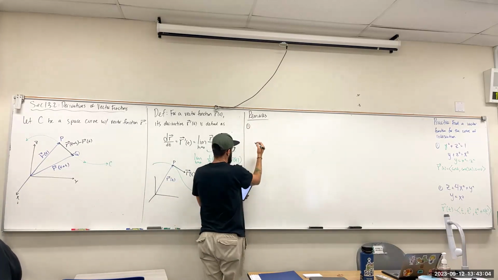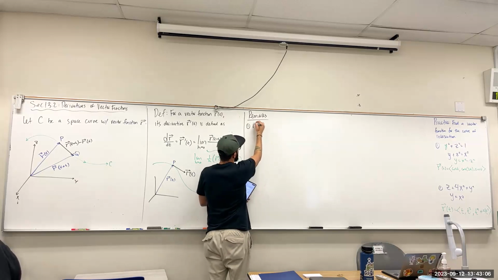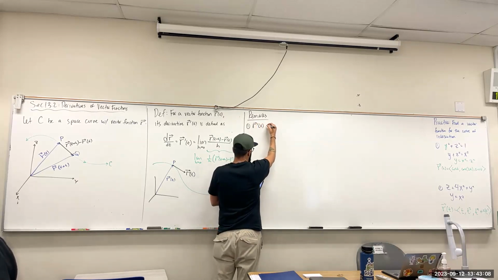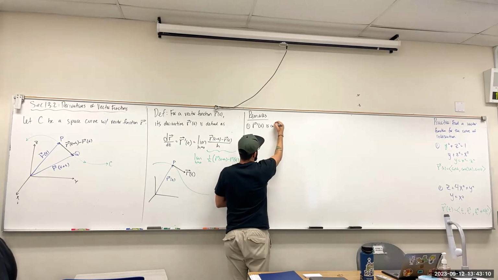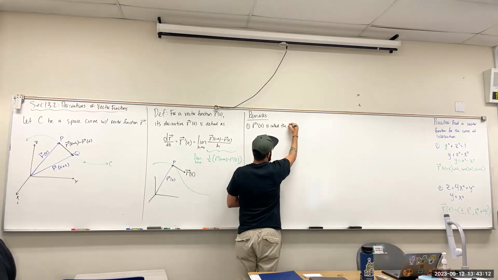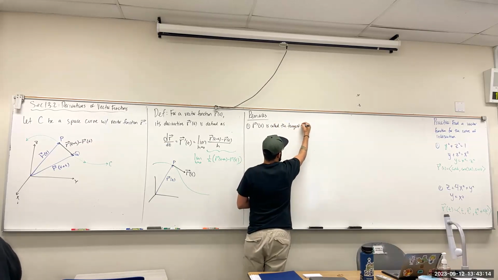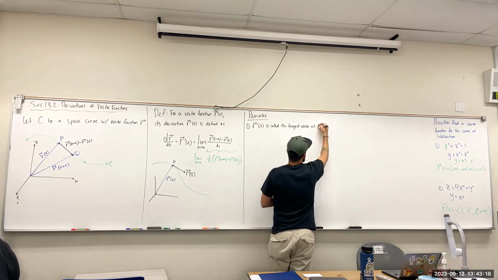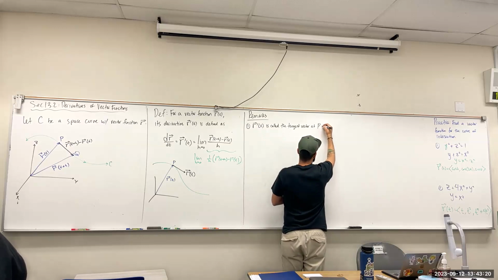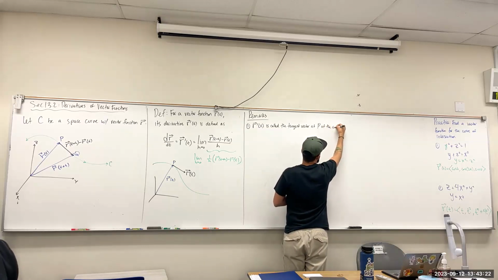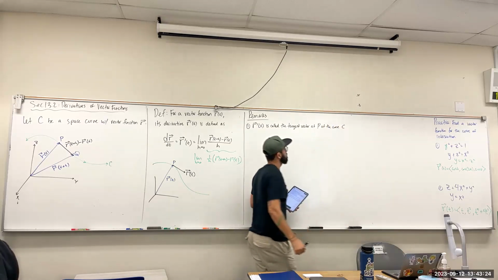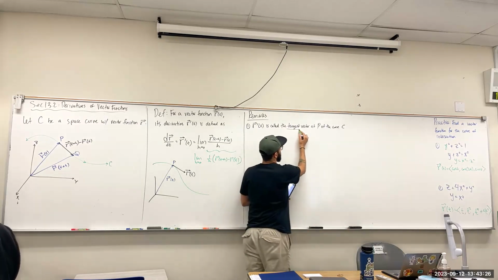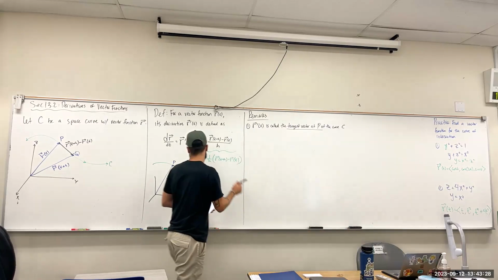All right, so first one is R prime of t. It's called the tangent vector at t of the curve. You see that? That's what that means in this picture here.